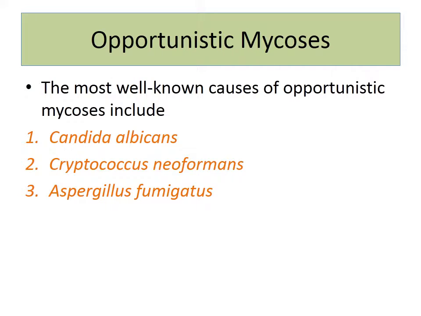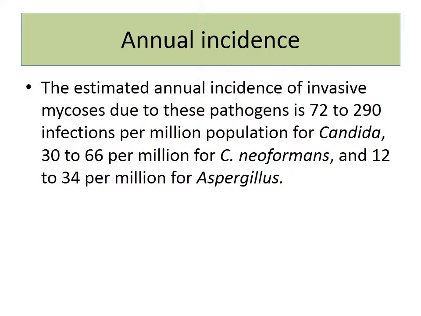Okay, now 3 important. Candida, and we just took one from each group, that's what it is. So 3 groups: Candida, non-Candida, non-Candida, non-Cryptococcus. And we picked up one from each group. Candida albicans, number 1. Cryptococcus neoformans, number 2. Aspergillus fumigatus, number 3. Now the annual incidence is you can see about 72 to 90 per million, especially for Candida, 30 to 66 for neoformans, and 12 to 34 for Aspergillus. And these are incidence by far in USA.